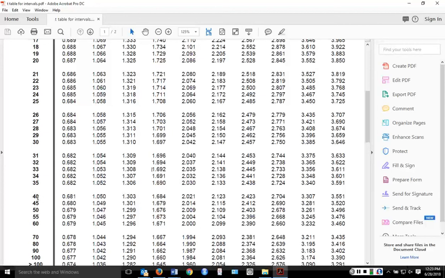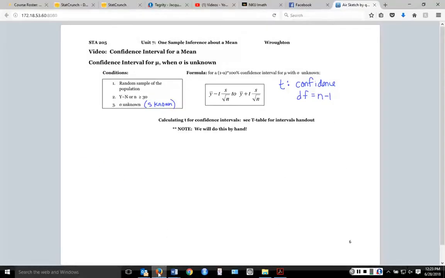So if I go down to 40, I'd be pretending I only had 41 people in my sample. But if I jumped up to 45, I'd be pretending that I had 46 people. So I'd rather pretend it was smaller instead of larger. So if I go back here, let's just go ahead and label that as well. How confident we want to be just tells us which column we're going to go to in the table, and the degrees of freedom tells us which row we're going to go to in the table.